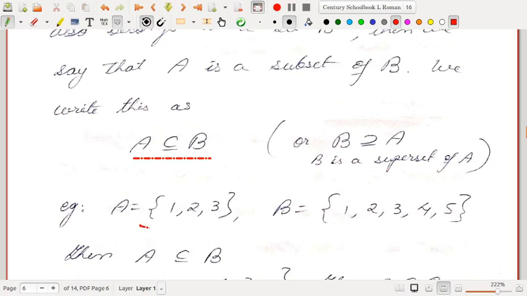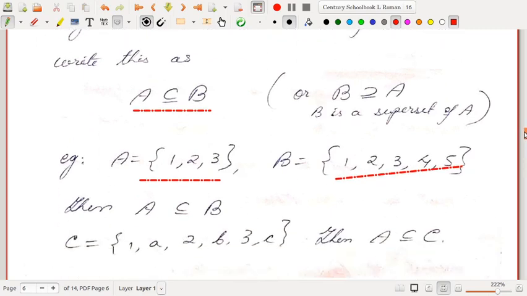So for example, A equal to {1, 2, 3} and B is the set {1, 2, 3} together with 4, 5. That means B contains every element of A, right? Every element of A is also an element of B, so A is a subset of B. But the other way it is not true. B is not a subset of A, because the element 4 is an element in B, but it is not inside A.